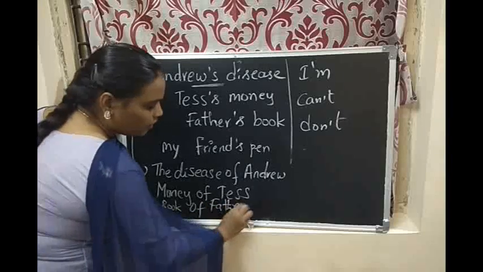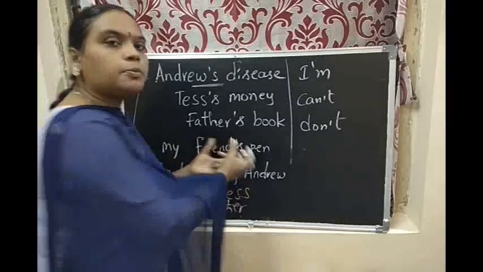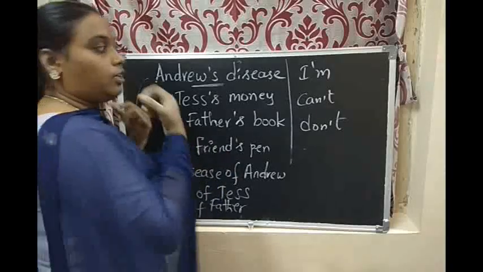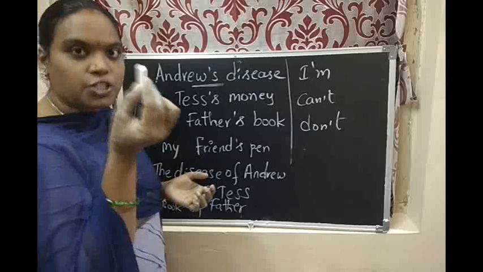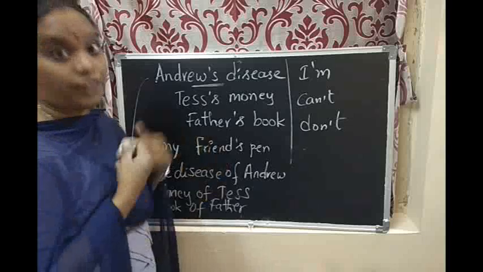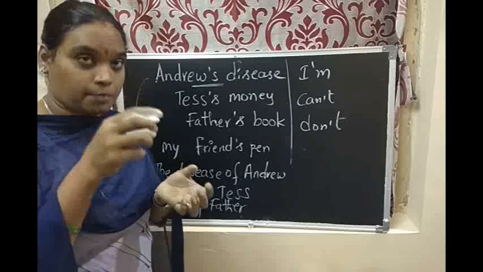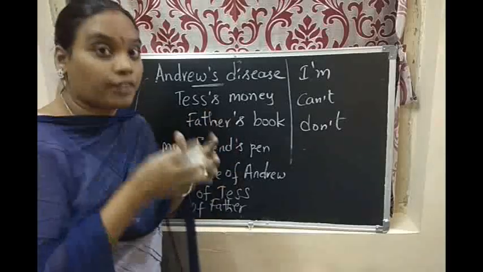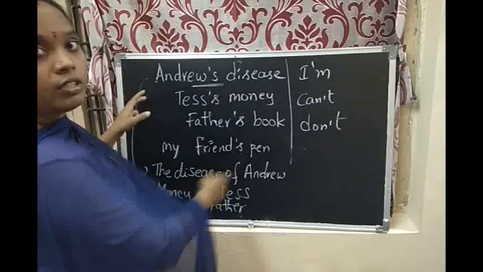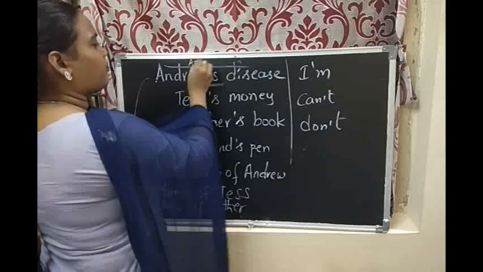So here, dear, possessive has one more meaning. What is that? Belongs to. This board belongs to me. Like a piece of chalk belongs to me. So possessive in the sense of belongs. Here, my friend's pen means this pen belongs to my friend. This is my friend's pen. This is about apostrophe.